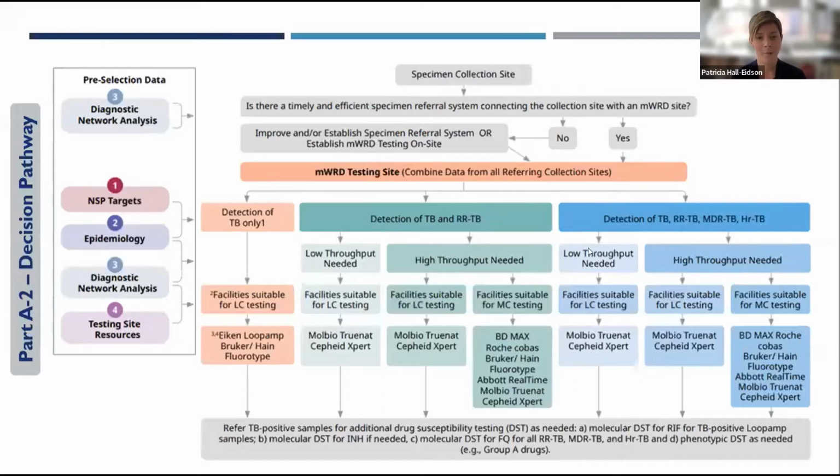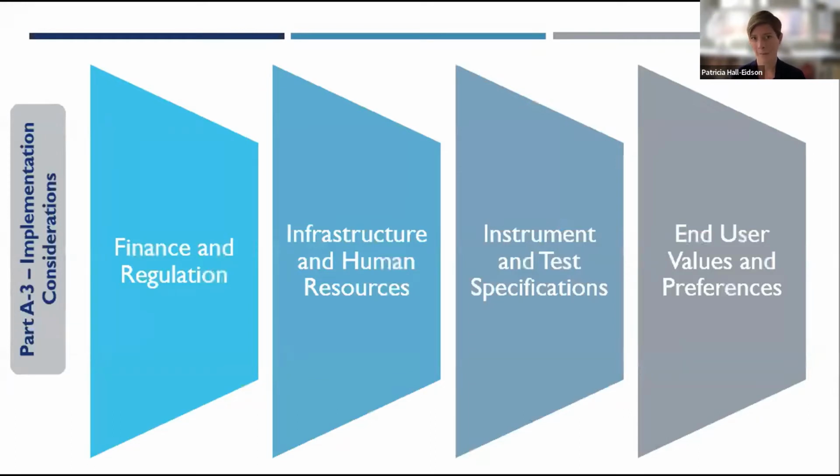So, for example, if we go back to this high throughput need site that requires testing for TB and rifampicin-resistant TB, we can see that the facility is suitable for moderate complexity testing, which gives it all of these options. And these will need to then be compared against the programmatic and patient needs for which test to implement. And this is where part A3 comes in, with considerations for suitable mWRD implementation.